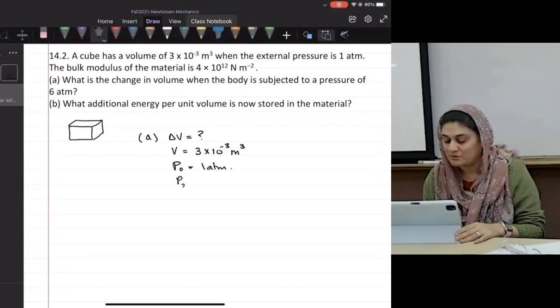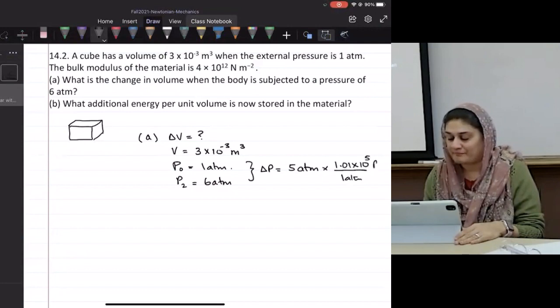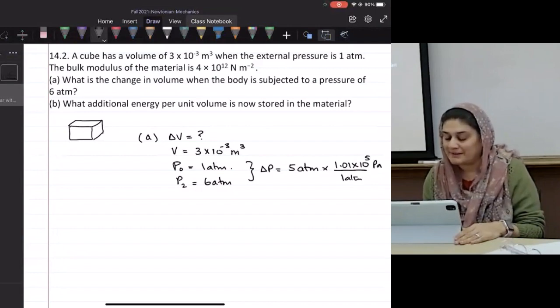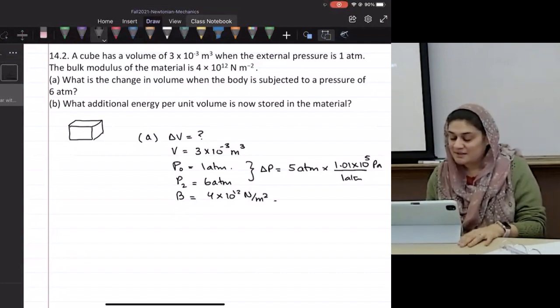So what's the P2? 6 atm. What is the delta P change? 5 atm. We should probably convert it to Pascals. How do we convert this to Pascal? Good. Okay, and they give us bulk modulus. So what formula should we use? The bulk modulus one, which was B equals delta P over delta V over V naught.